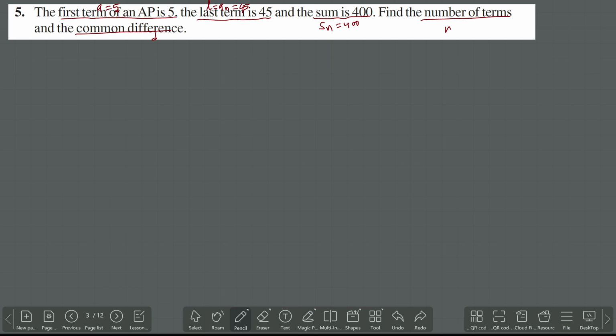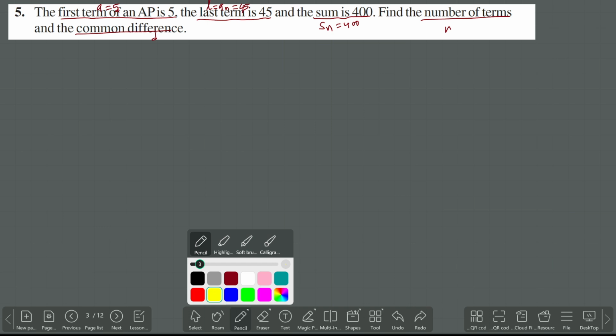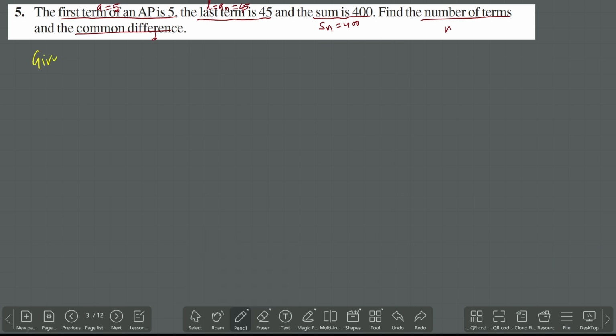Now, given details we can write. So, what all is given? Take and write: a value they gave 5 as first term. Last term, that is l or an equal to 45, sum value Sn equal to 400, and they asked to find n and d. If you want to write 'to find n and d', you write, not a problem. Understand? Right.